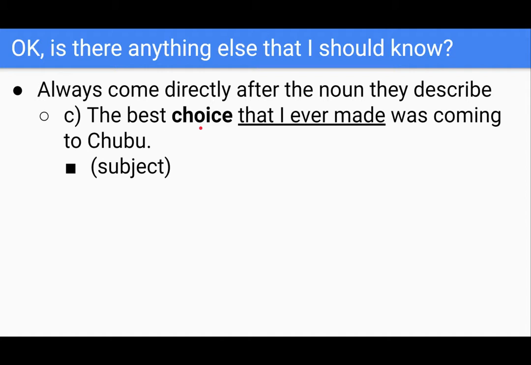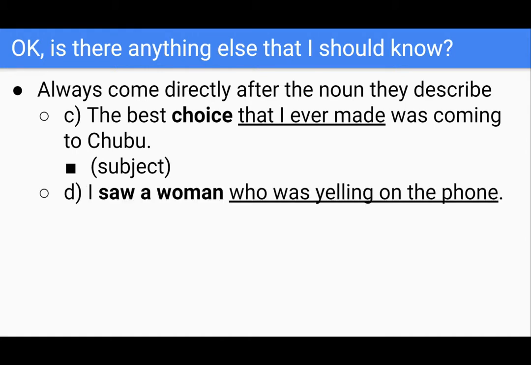And I say subject here because adjective clauses come after the noun, right? And in English, nouns can come in 3 places in a sentence. They can be a subject, they can be the object of a verb, or the object of a preposition. So that's where you can find adjective clauses.